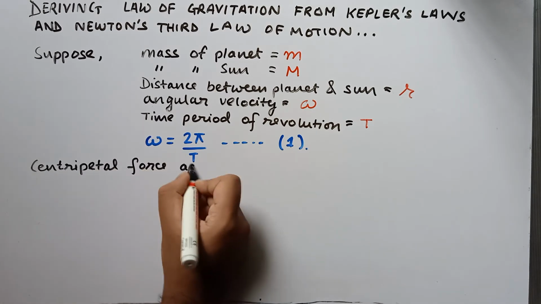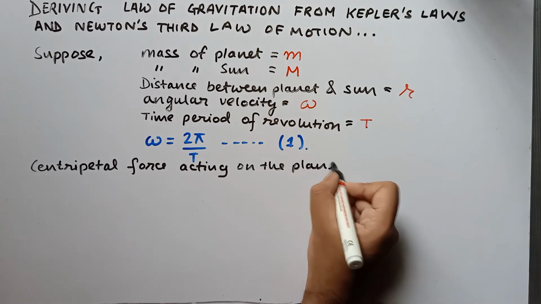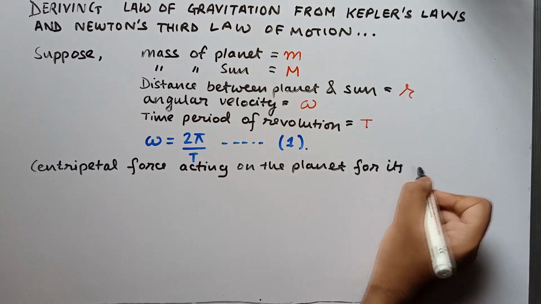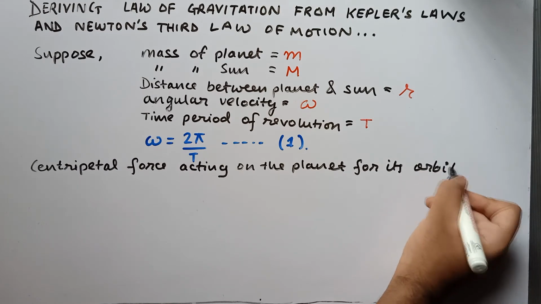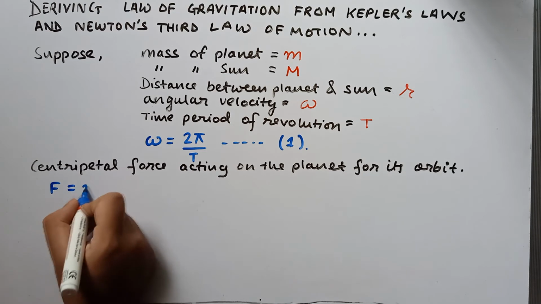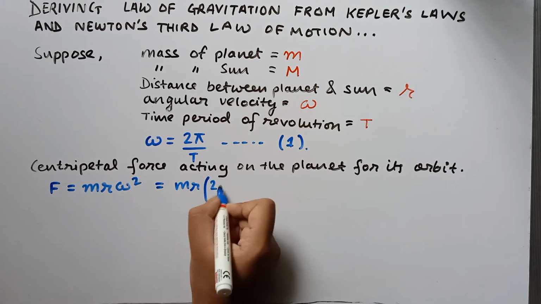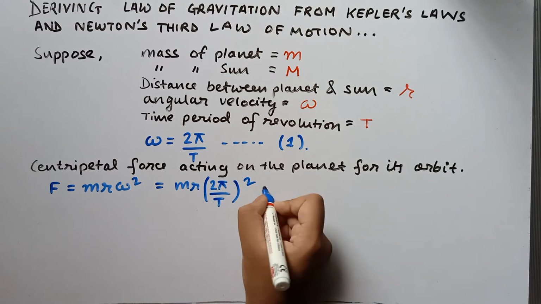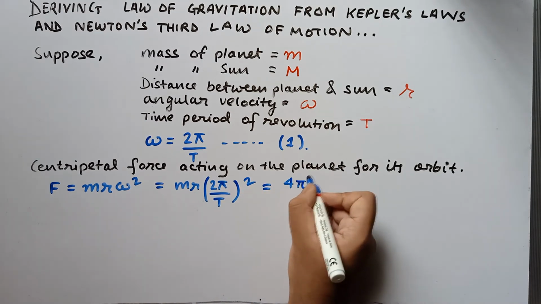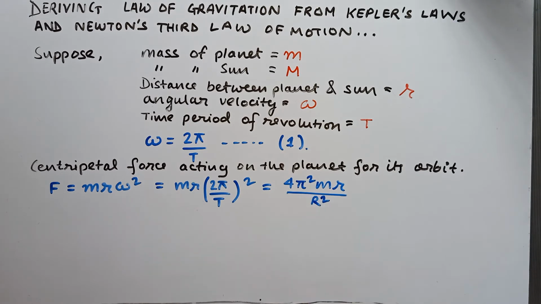Well, as the planet revolves around the sun, a centripetal force is experienced by the planet. So the magnitude of this centripetal force F is equal to m multiplied by r multiplied by omega squared, and just substituting the values from equation 1, we get the value to be 4 pi squared m r by T squared. This is our second equation.